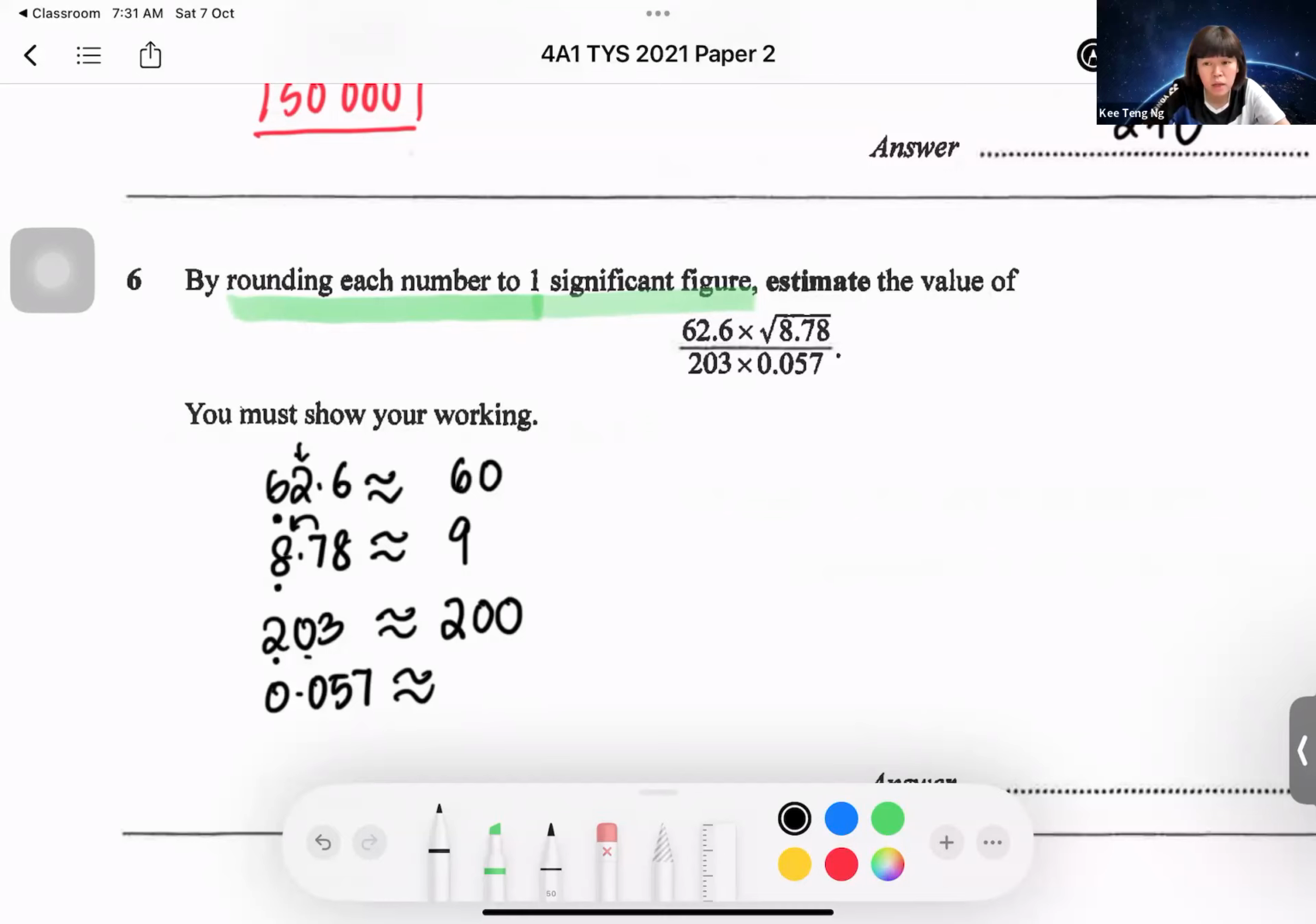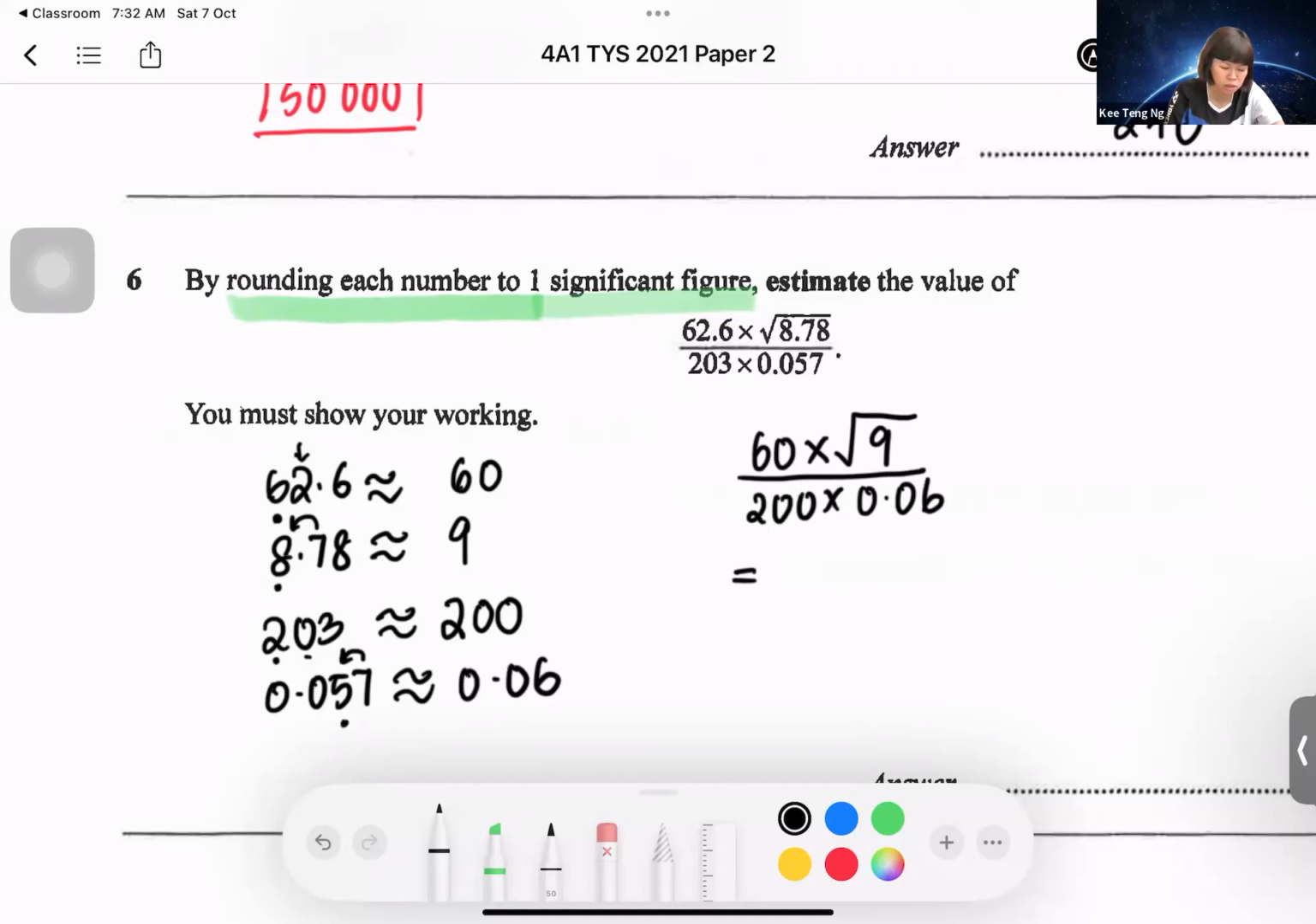The next one, the first non-zero number, 5. So we need to round up. So this one becomes 0.06. Then we plug into our equation, 60 times square root of 9 over 200 times 0.06. So now we estimate this value. We use the calculator, key everything in here, 60 times square root 9 over 200 times 0.06.